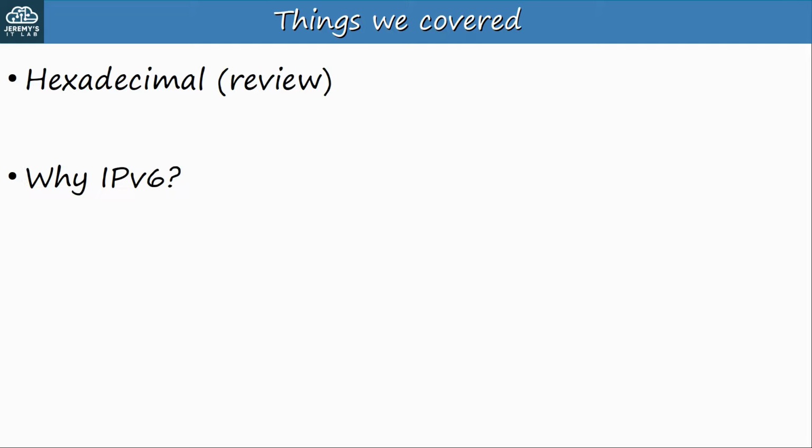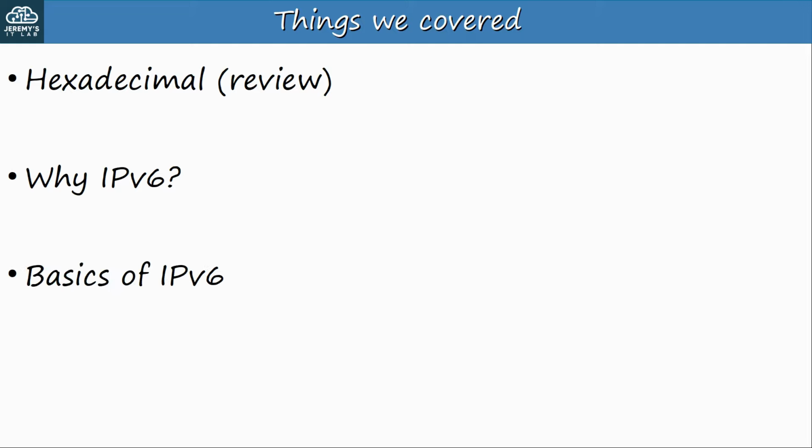Before moving on to the quiz, let's review what we covered in today's video. First up, we reviewed hexadecimal and practiced converting between it and binary. Although we briefly covered hexadecimal when learning about MAC addresses, for IPv6 it's even more important to be comfortable with it. Then I introduced why IPv6 is necessary. Basically, there aren't enough IPv4 addresses for our modern world.